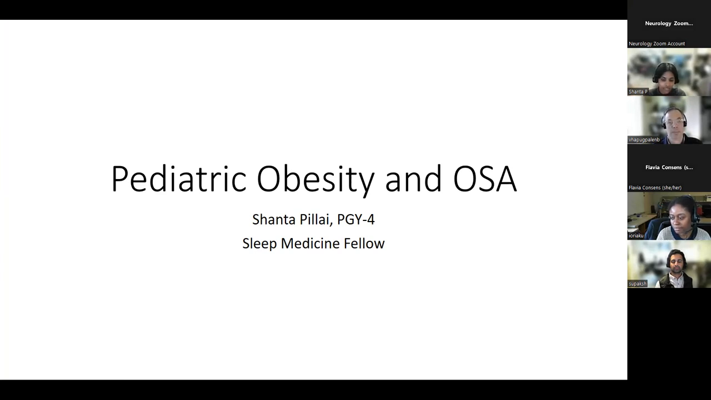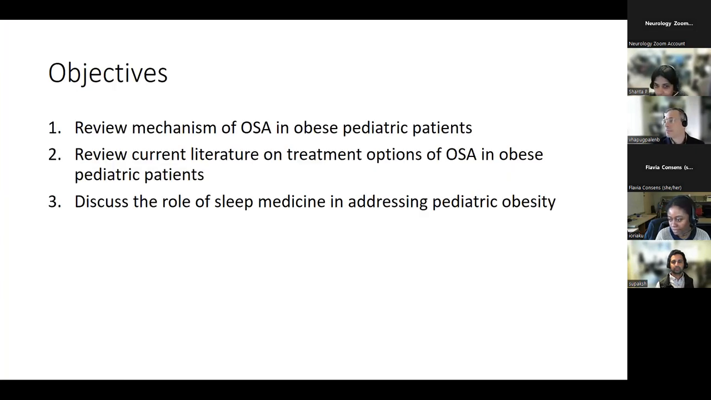But when I was looking at the data for pediatric obesity and OSA, I was actually finding a lot of interesting things, and that was only going to be a portion of my study, but I ended up doing the whole thing on it. So hopefully you guys learn something. I know it's not the most high yield topic for everybody, but it's still kind of interesting.